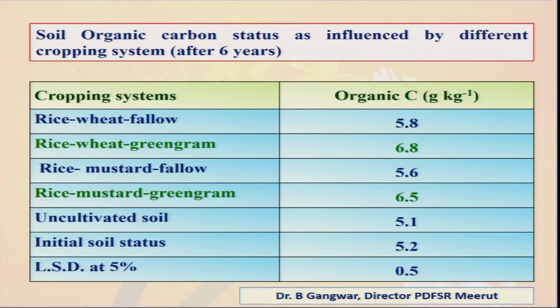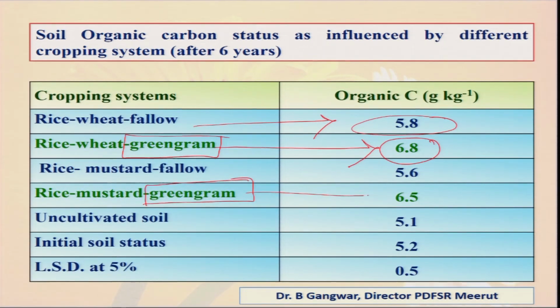We have also done different types of experiments on the soil organic carbon status in different cropping systems. If you see, the organic carbon content is only 5.8 where we have only the rice wheat system, with no legume. But in the same system, when we incorporate green gram, the soil organic carbon is enhanced up to 6.8%. Similarly, when we incorporate green gram in the rice mustard system, our organic carbon content is 6.5. So, whenever we grow leguminous crops, maybe green gram, maybe pea and other crops, in the place of the existing cereal cropping system, soil organic carbon is enhanced.